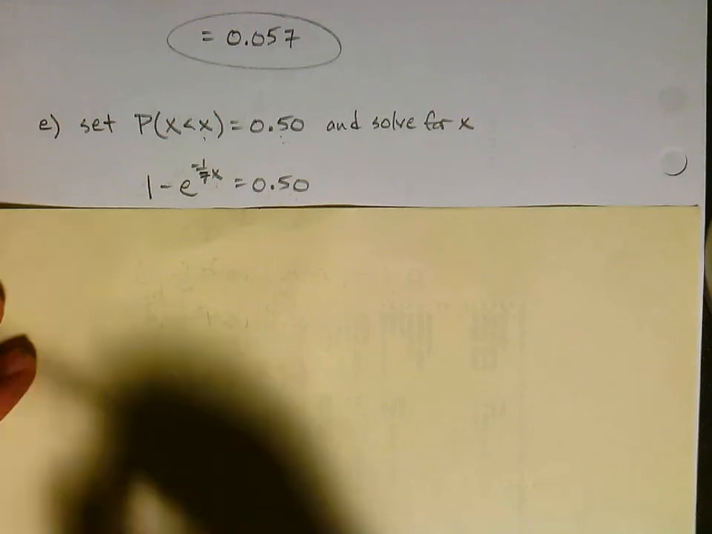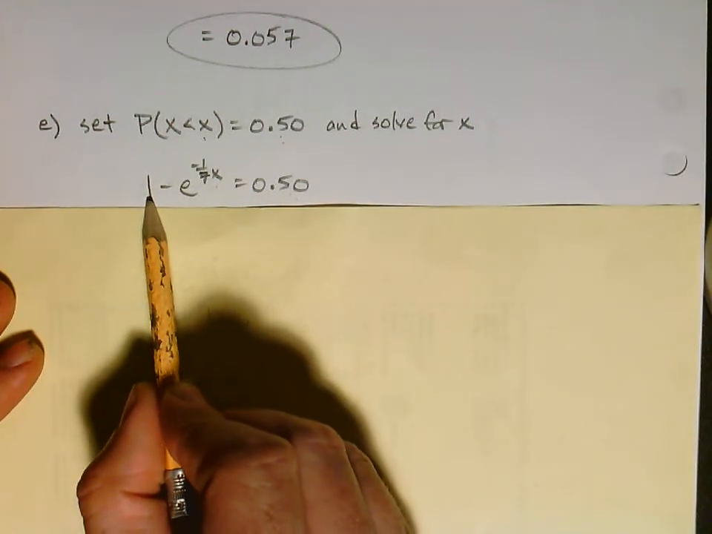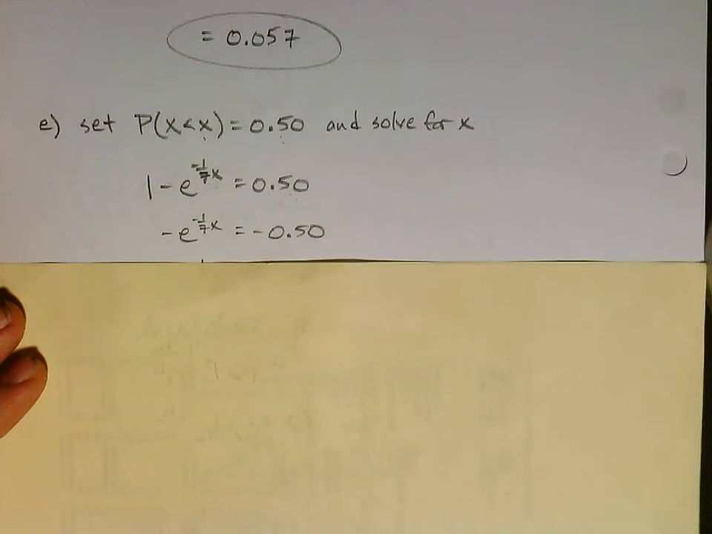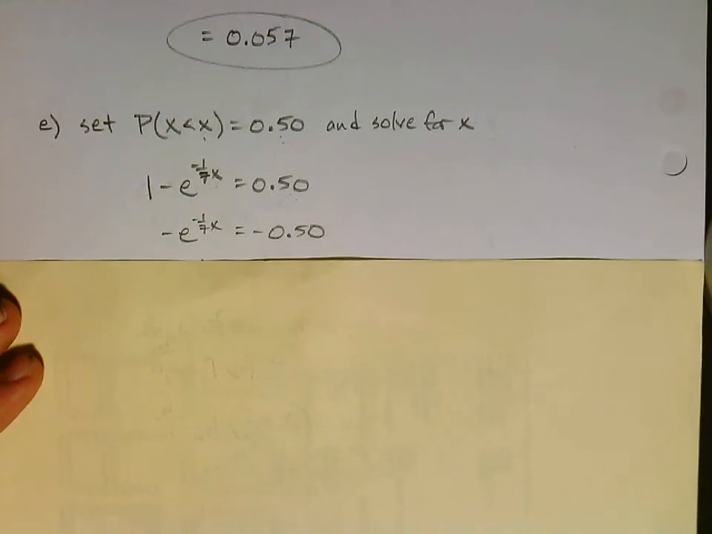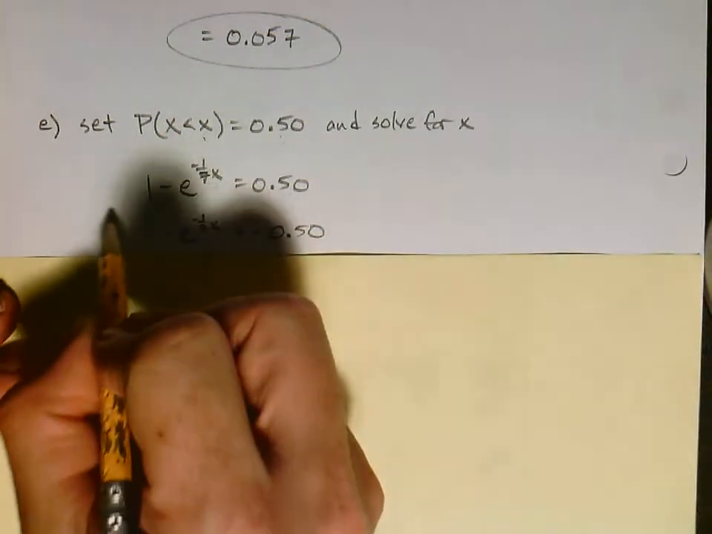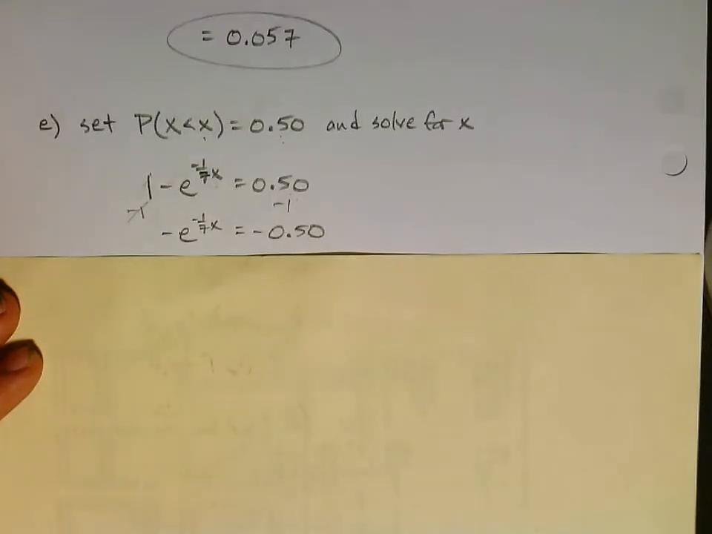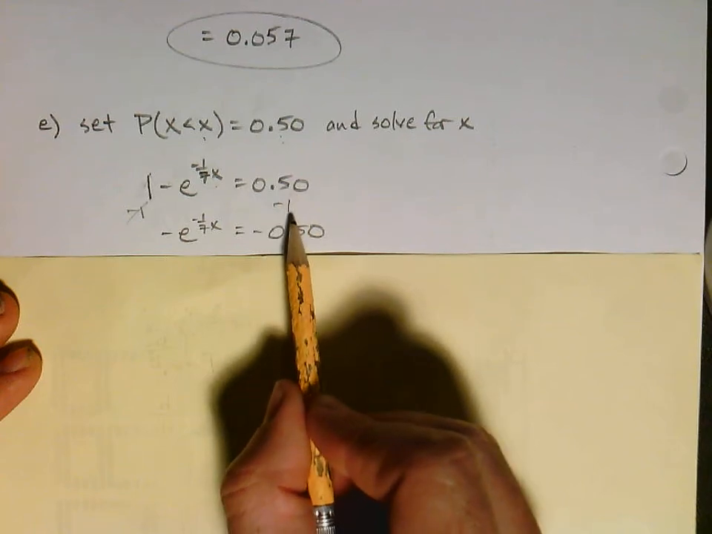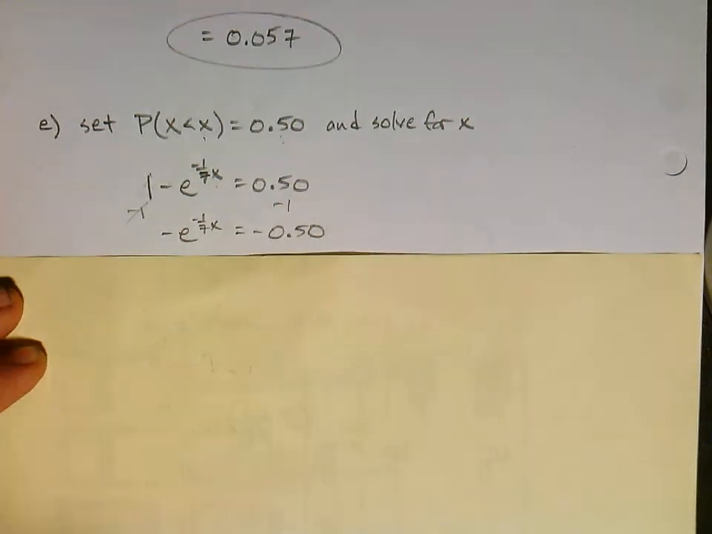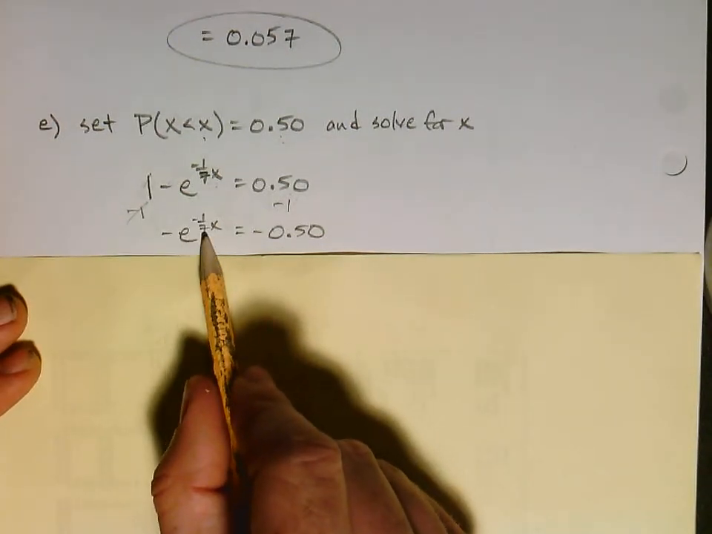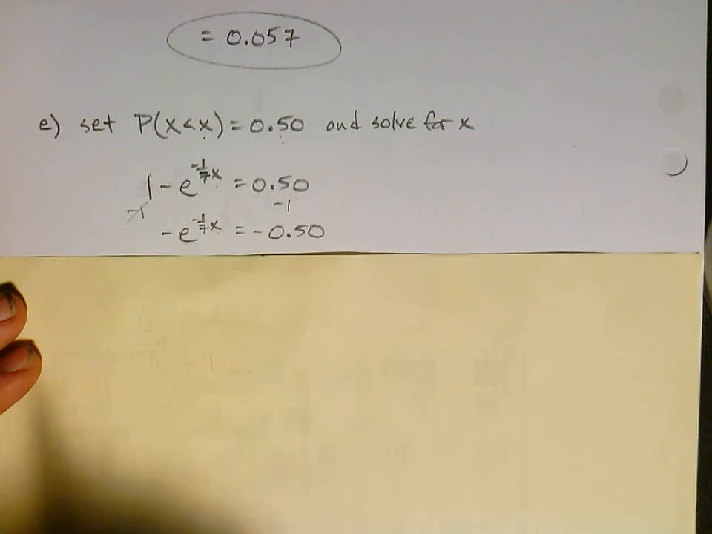So here's what we can do. Let's begin by subtracting the 1. It's not written there, but imagine minus 1, those cancel, minus 1 here. 0.5 minus 1 is negative 0.50. Okay. So we have negative e to the negative 1/7 x equals negative 0.50.